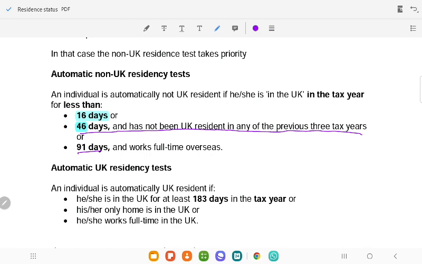While the automatic UK residency test: if the individual stays in the UK for at least 183 days in the tax year, then he is said to be an automatically resident person. Or her only home is in the UK, meaning that the individual has only one home and that is in the UK. And third, if he works full time in the UK.